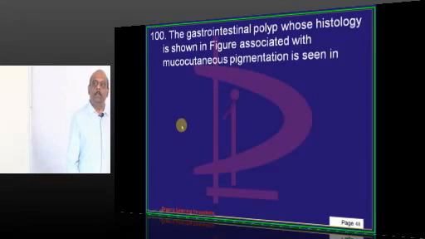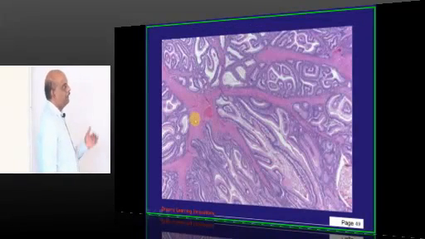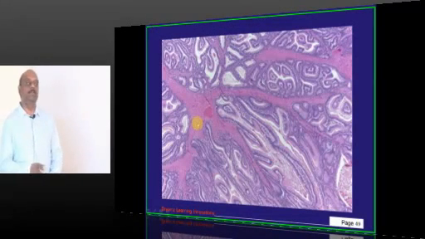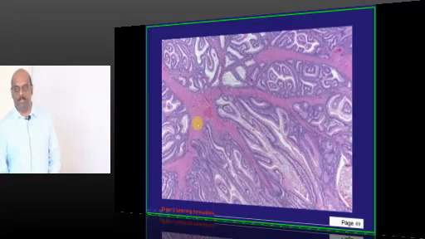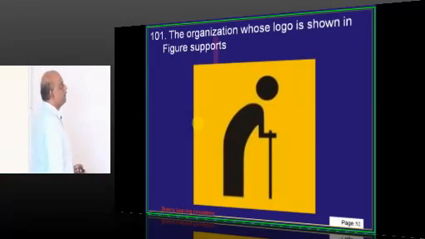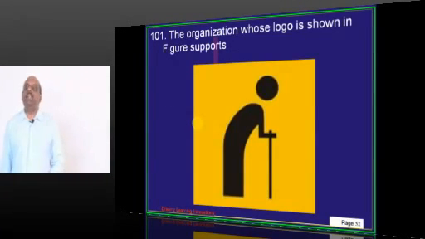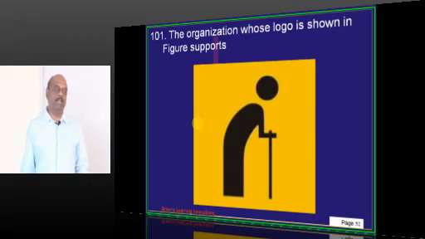Now the polyp histology is shown, and this polyp is discovered in a person with mucocutaneous hyperpigmentation, which is an example of a Peutz-Jeghers polyp. Now what is this organization called?